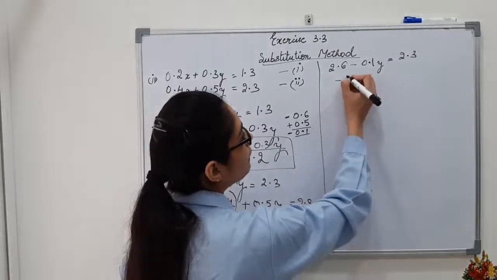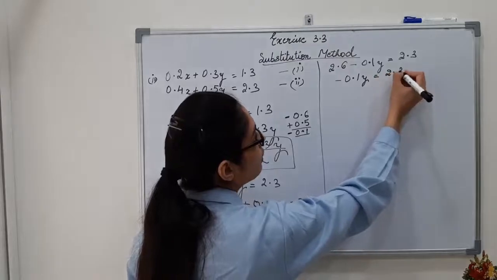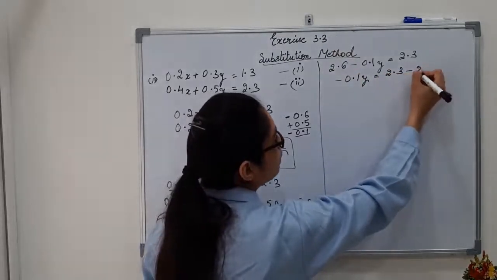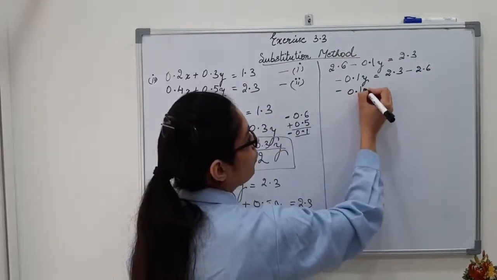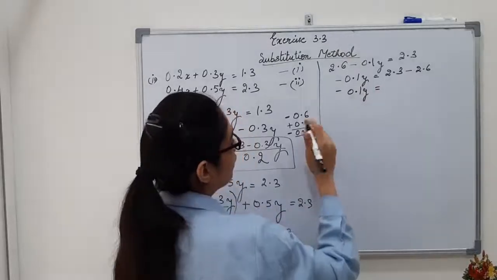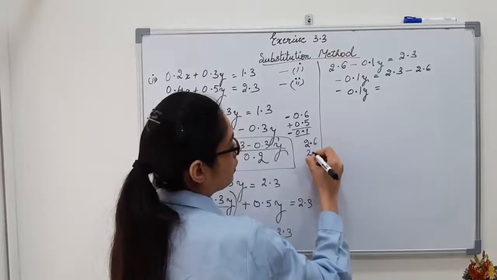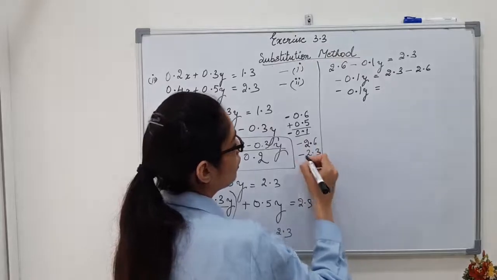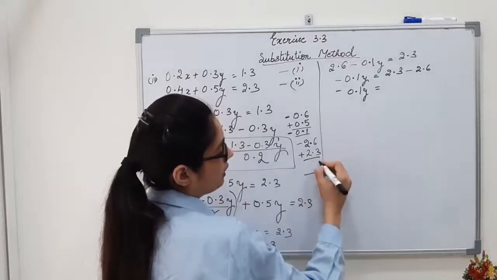This y term I will keep this side, and the constant term I will shift to other side. Plus 2.6 on shifting to other side will become minus 2.6. So it will be minus 0.1y equals 2.3 minus 2.6. Again we will follow the same. Minus plus is minus, but the sign which is with the bigger number. So which is bigger number? 2 minus 3 is 3.